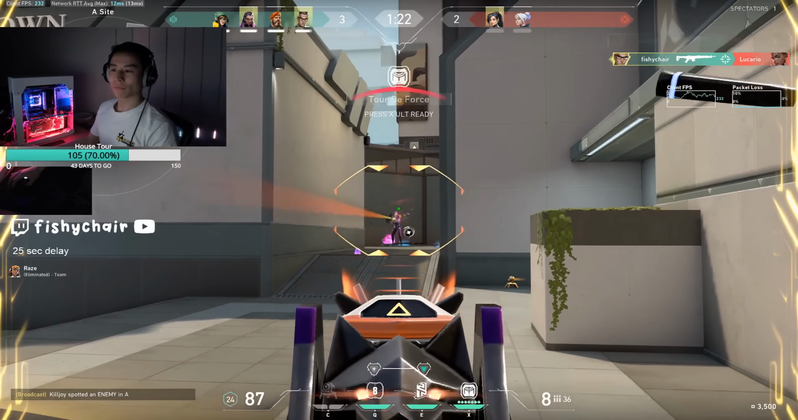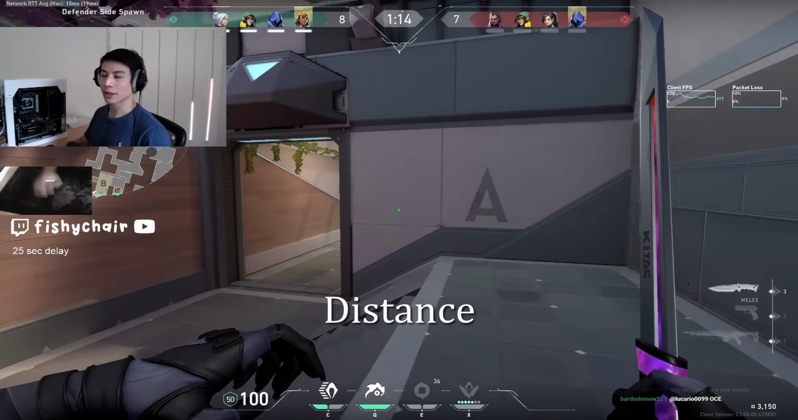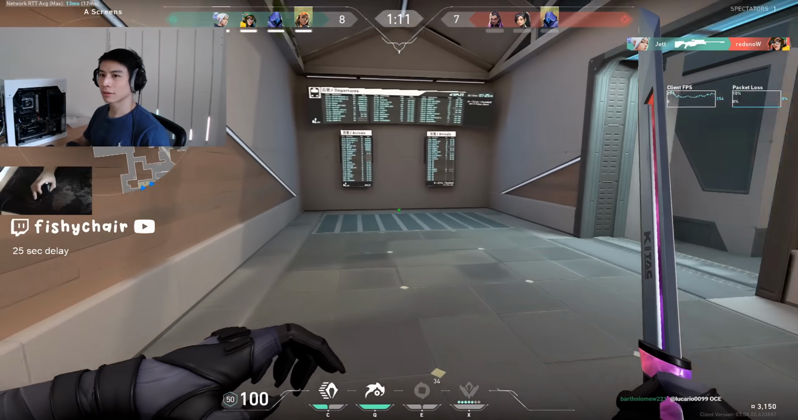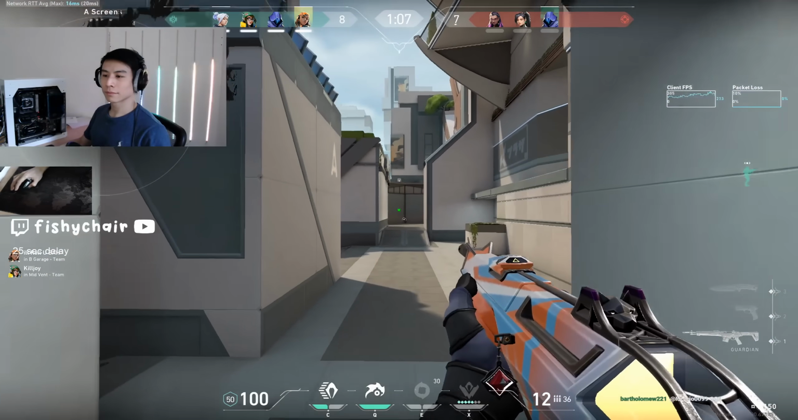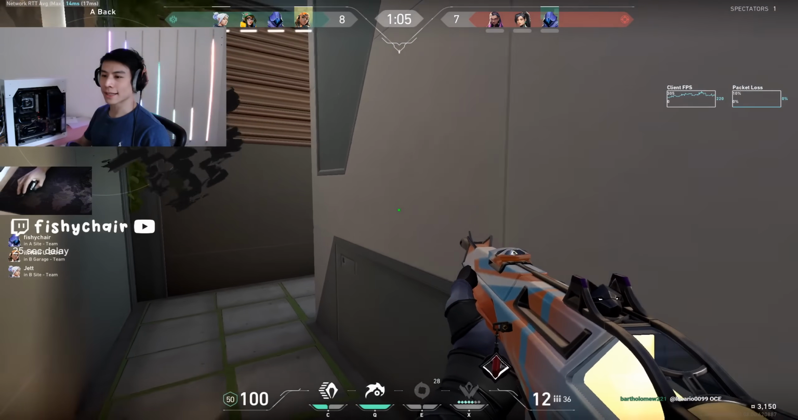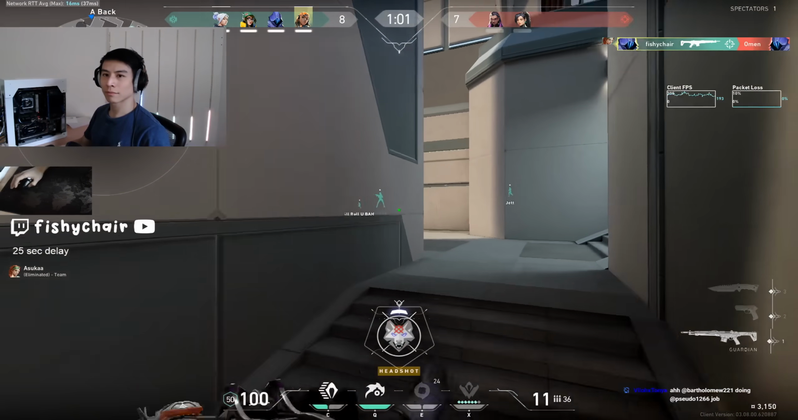The third and final factor is the distance between you and them. This sounds obvious, but this greatly affects how tight you hold your crosshair, both vertically and horizontally. If they are further away from you, they move less on your screen and thus you can hold tighter. If they're closer to you, they move much faster on your screen and you'll need to hold wider.